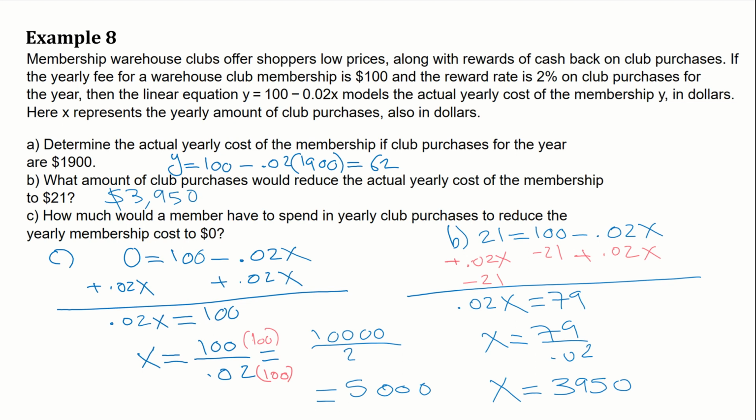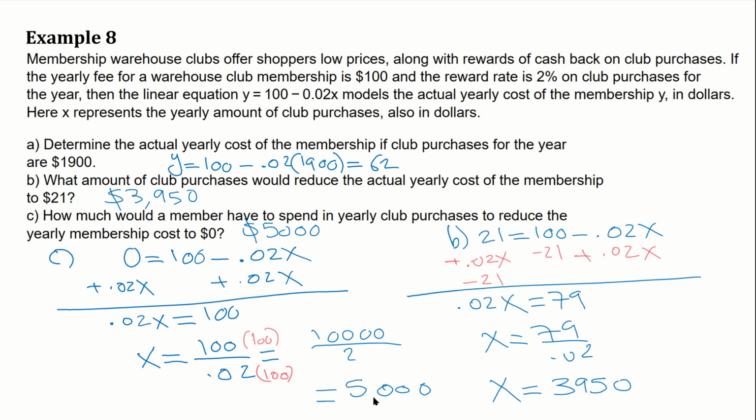For part C, we're going to say $5,000. In other words, if you're a member of this membership warehouse club and you spent $5,000 for the year, your membership has actually ended up being free because you end up getting exactly $100 back in rewards. So notice 0.02 times 5,000, that's exactly 100. So this is how you can figure it out.